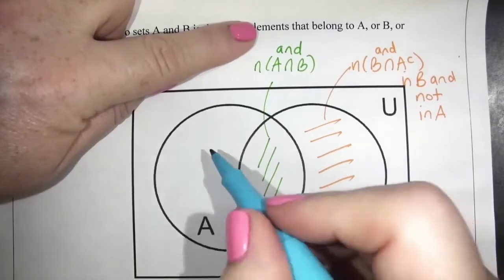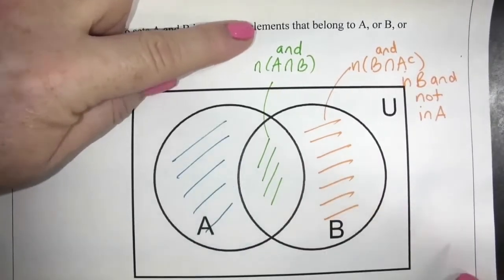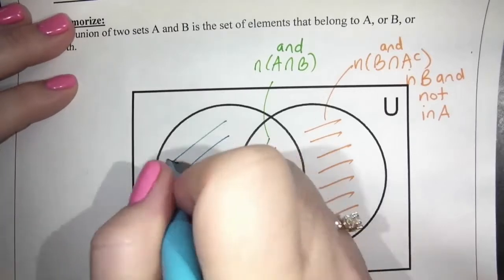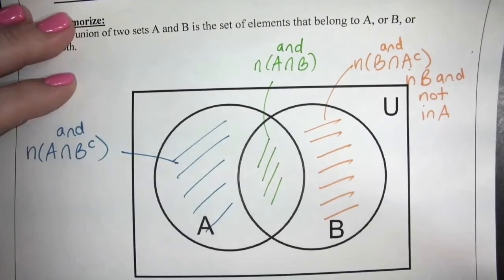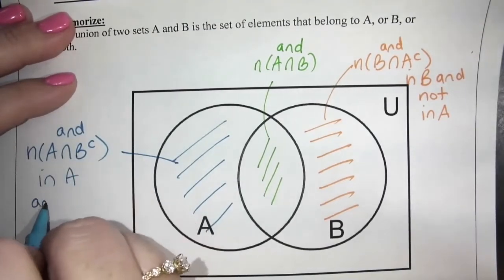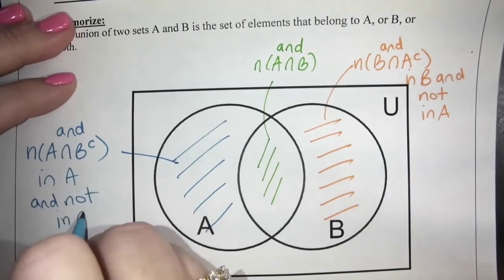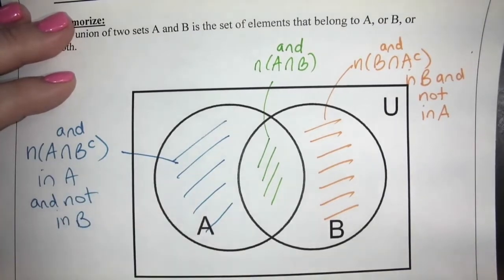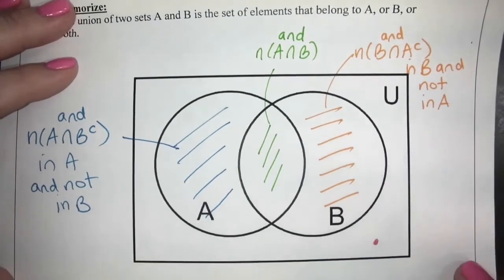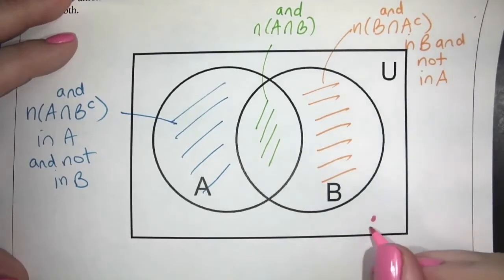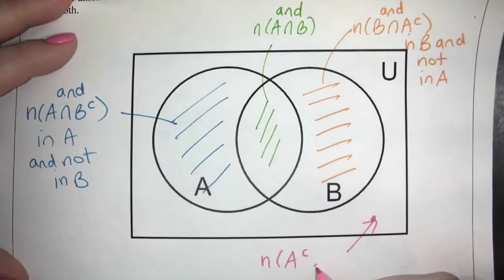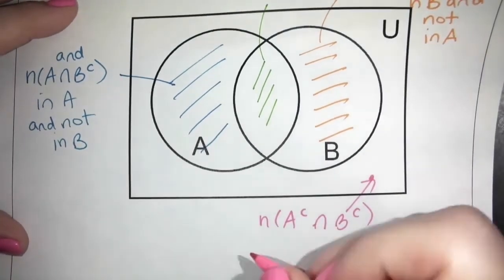And if we look at this portion of the graph over here, that's everything that's in A but not touching B. So that's number A and not B. So in A and in B complement, or in A and not in B. And then what's left is the outside. So there'll be some number out here. And that represents the number of things that are outside A and B, so in neither A nor B. So we call it number A complement and B complement. That means it's not in A and it's not in B.